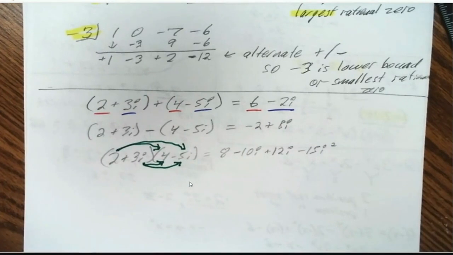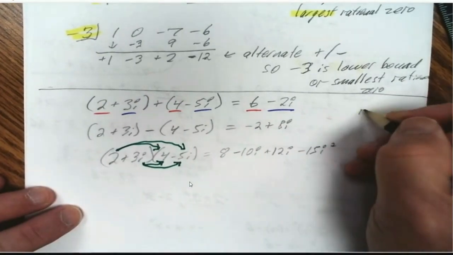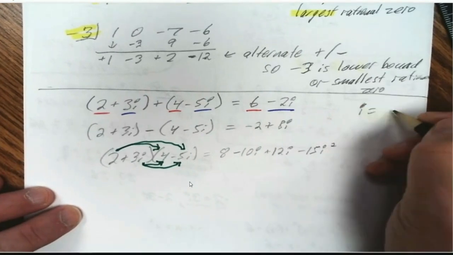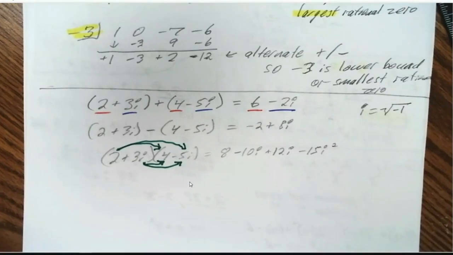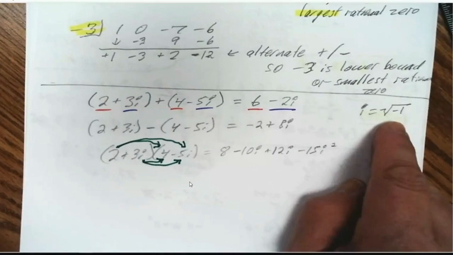Oh, we've got to talk about i squared. Anyone remember what i is equal to? i, as an imaginary number, is equal to the square root of negative 1. In mathematics, that's what i is equal to. We cannot take the square root of a negative number. So that's why this is imaginary.